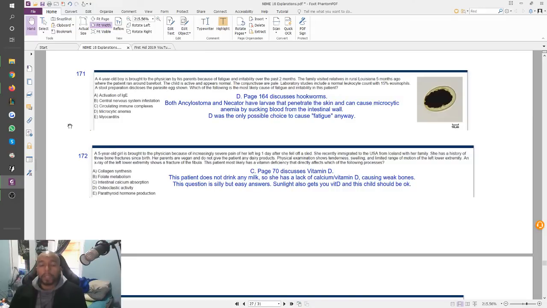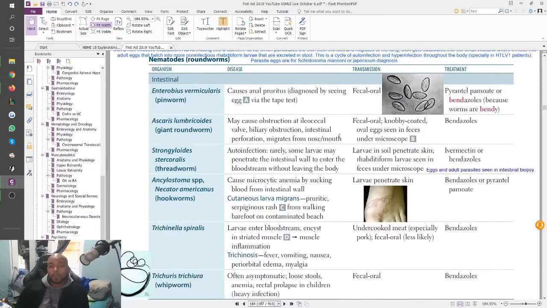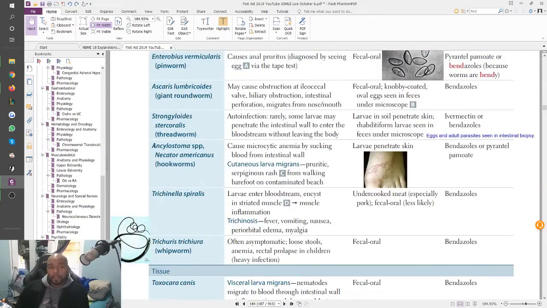Both Ancylostoma and Necator have larvae that penetrate the skin and cause microcytic anemia by sucking blood from the intestinal wall. D was the only possible choice to cause fatigue anyway. Even if you had no idea what was happening, the only answer choice to really pick was D, and then you move on. It could be wrong, it could be right, who knows? But at least you know for sure that microcytic anemia does cause fatigue. So Ancylostoma and Necator, right?